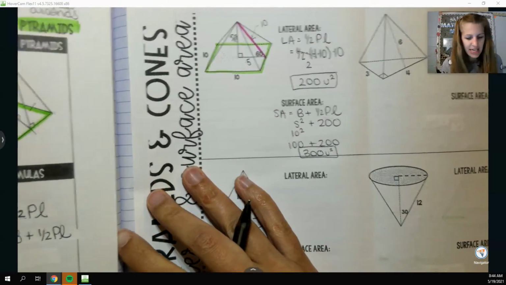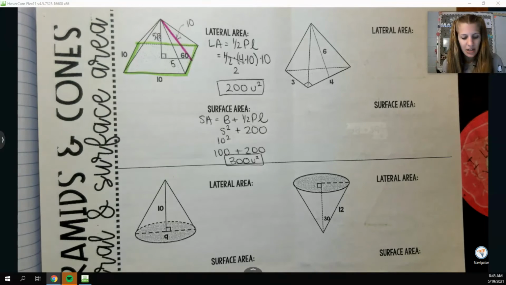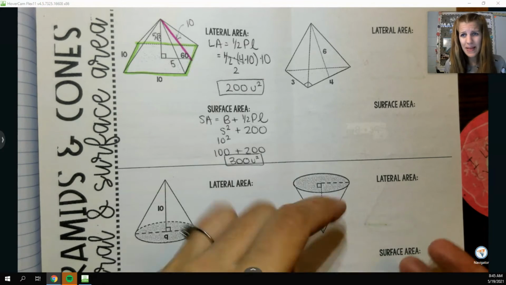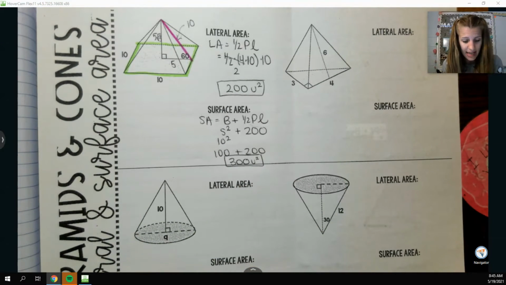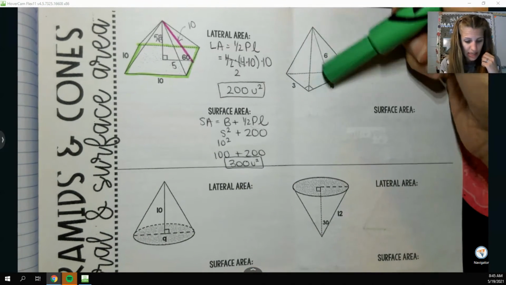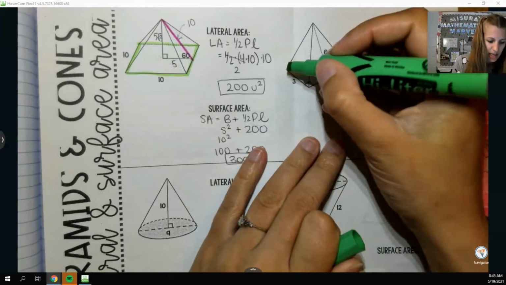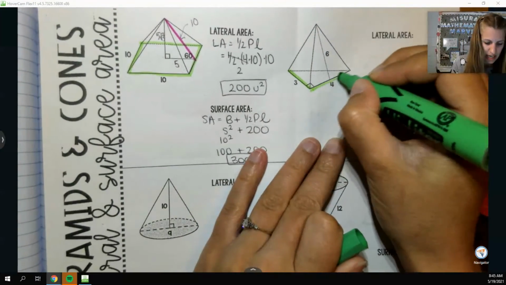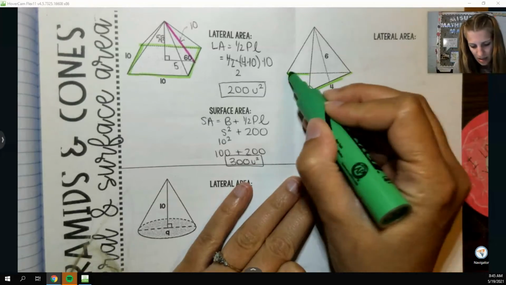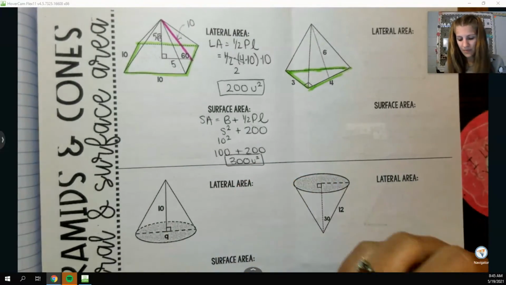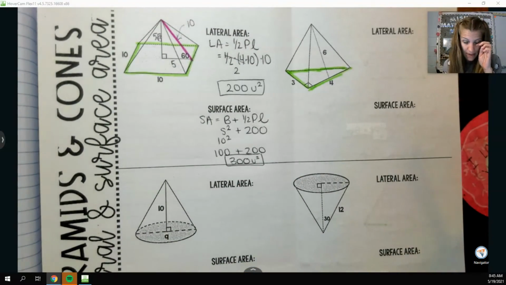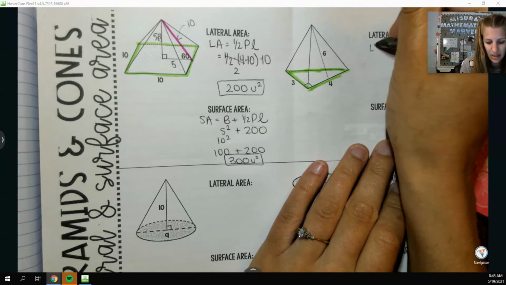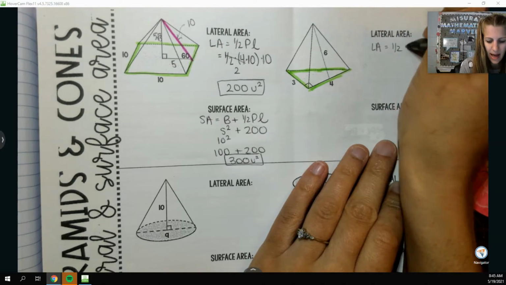Alrighty, on to the next one. Looking at this one here, hopefully it makes sense to you that the base shape would sort of have to be that bottom. The reason is because they're showing me this slanted height right here, and so I definitely want to use that slanted height. So if I take that as the base shape, if I want to find the lateral area, we're going to do half PL.